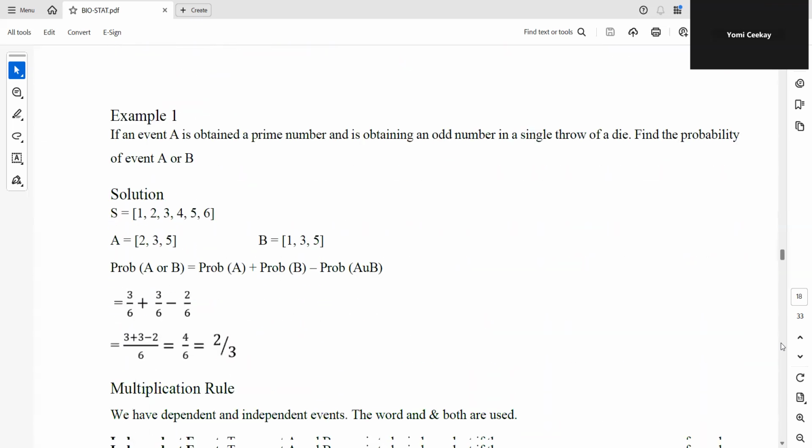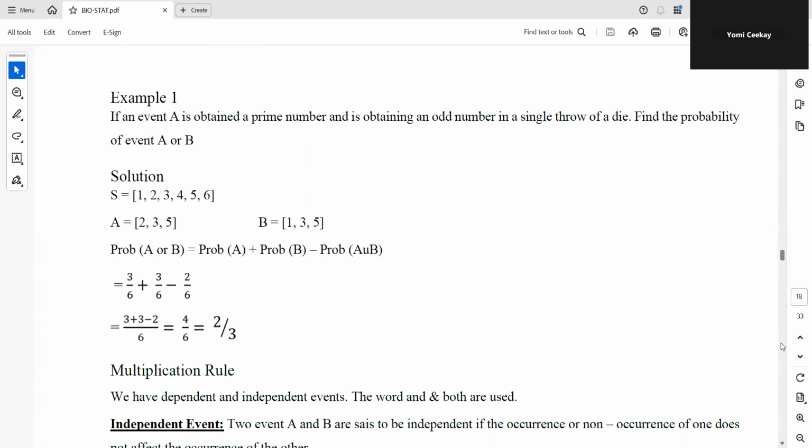From there, okay, let's solve an example. An event A is obtaining a prime number and B is obtaining an odd number in a single throw of a die.